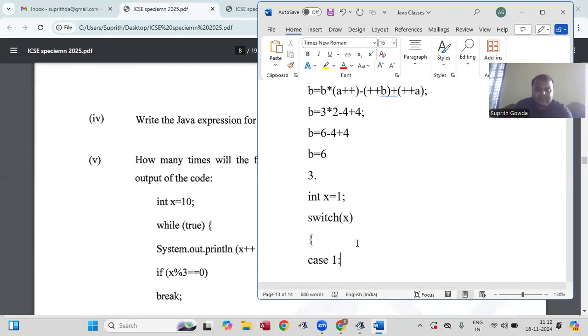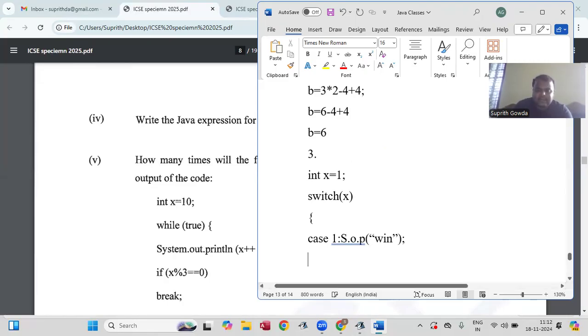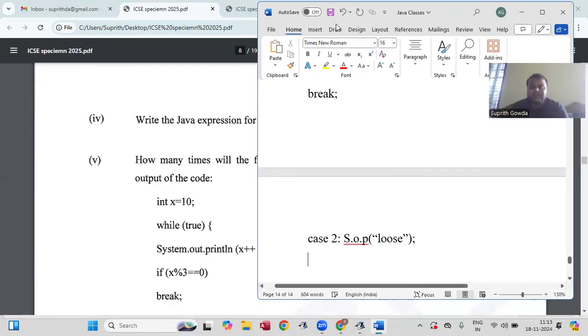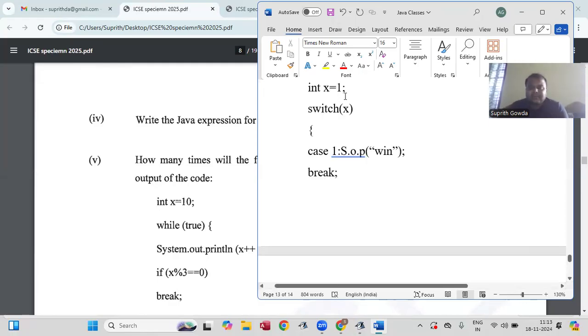Then switch, case 1 and System.out.println with win, right? Break. Case 2. I am not writing System.out.println, I'm just writing SOP. SOP stands for println, that is lose. So this is the error. What is the error here? The given boolean x, instead of that you take an integer value.